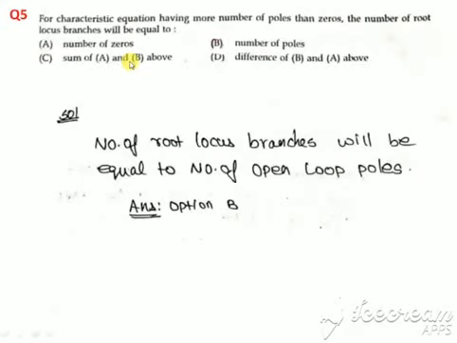Then question number 5. For characteristic equation having more number of poles than zeros, the number of root locus branches will be equal to: option A, number of zeros; option B, number of poles; option C, sum of A and B above; option D, difference of B and A above. So the answer is the number of root locus branches will be equal to the number of open loop poles. So the correct option is option B.